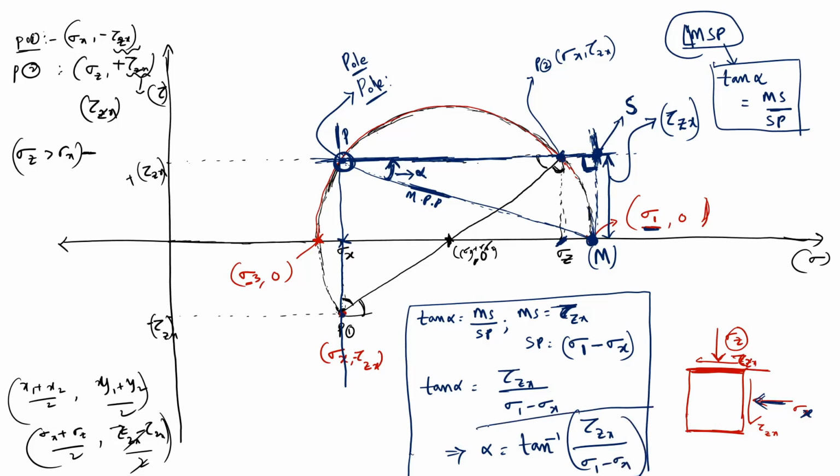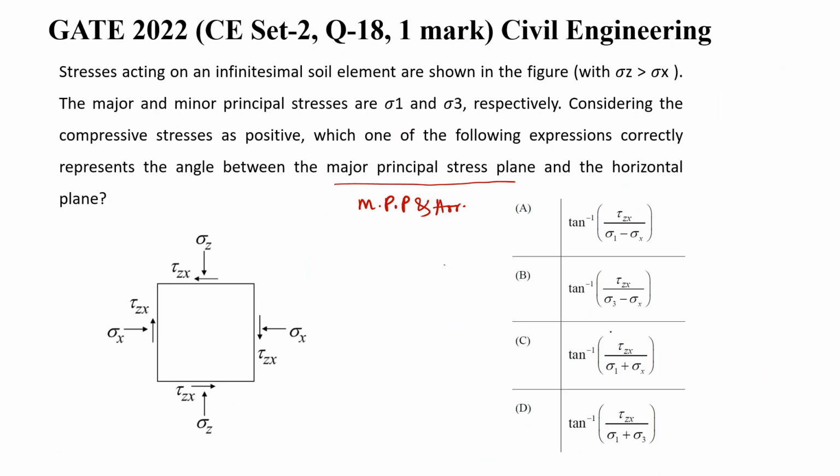So this is the angle between the horizontal plane and the major principal plane. So let us see, tau zx divided by sigma 1 minus sigma x. Tau zx by sigma 1 minus sigma x. So A will be the answer.